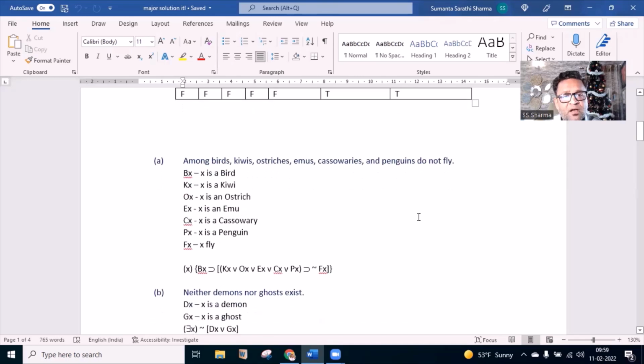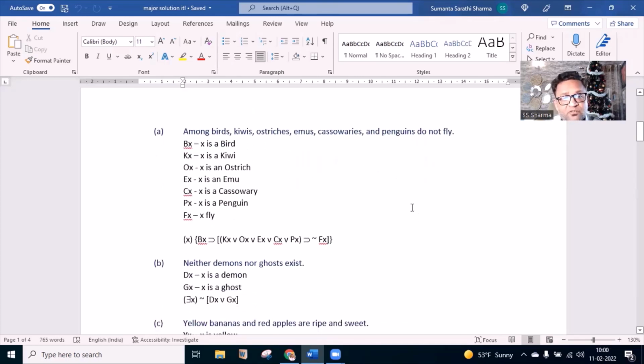Next question about symbolizations. Let us discuss the symbolization questions. The first question was, among birds, kiwis, ostriches, emus, cassowaries, and penguins do not fly.